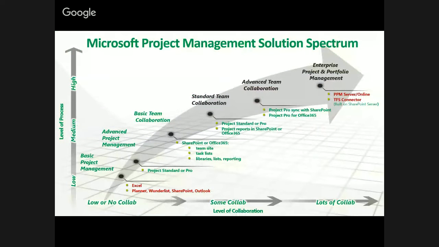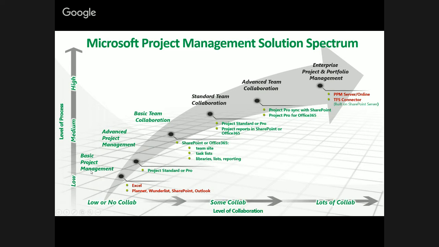So let's just step back for a moment. Let's talk about the solution spectrum around project, program, and portfolio management. Now, if you look in the diagram that's showing up here, we look at the horizontal axis. We talk about collaboration, meaning the ability for people to connect, talk, discuss, and see what's going on. And then we define the vertical axis as level of process. Some of you may have seen this diagram that's been out for a while, but I wanted to emphasize a couple pieces as we move through the spectrum of the project management solution.